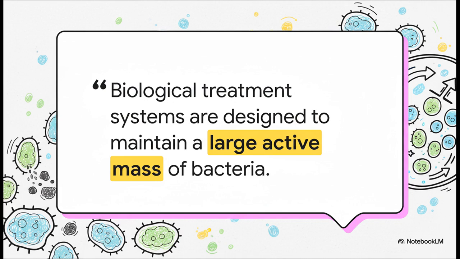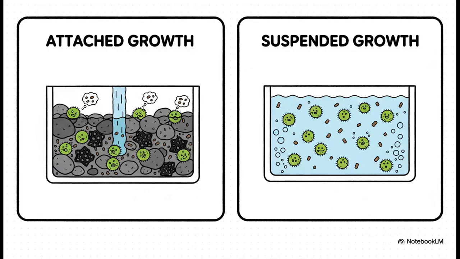We create the perfect conditions for these bacteria to just chow down on all those organic pollutants, that BOD we talked about. The whole goal is to convert that dissolved pollution into more bacteria, which are solid particles we can actually remove, and harmless byproducts like carbon dioxide. Now, there are two main ways we manage this workforce. In attached growth systems, we basically give the bacteria a home, a surface like rocks or plastic media to grow on, and we just pass the wastewater over them.